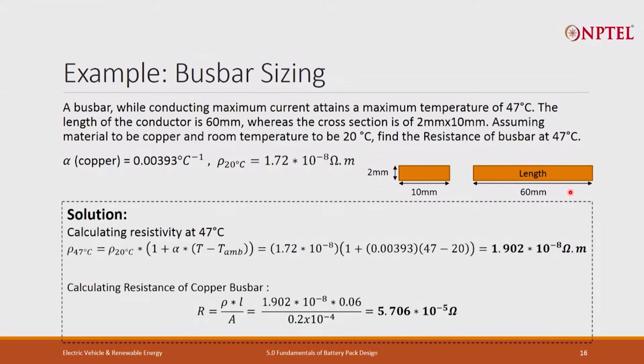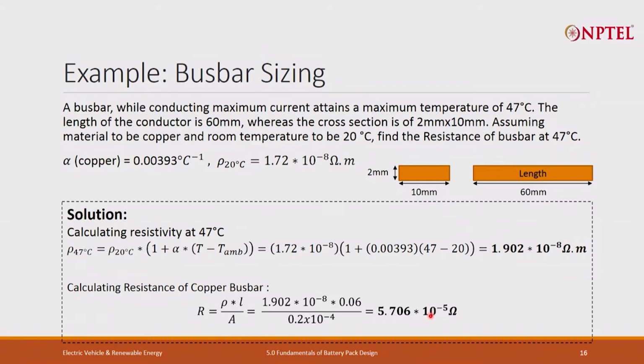Now, if you are going to solve, what do we have to find out? The resistivity at 47 degree centigrade, and that is nothing but resistivity at 20 degree centigrade into 1 plus alpha into, we know, T minus T ambient, T is 47, T ambient 20 degree. So, that is nothing but 1.902 into 10 to the power minus 8 ohm meter. Now, we also know the length. So, the resistance is nothing but R equals resistivity into the length divided by the cross sectional area, which turns out to be 5.70 into 10 to the power minus 5 ohm.